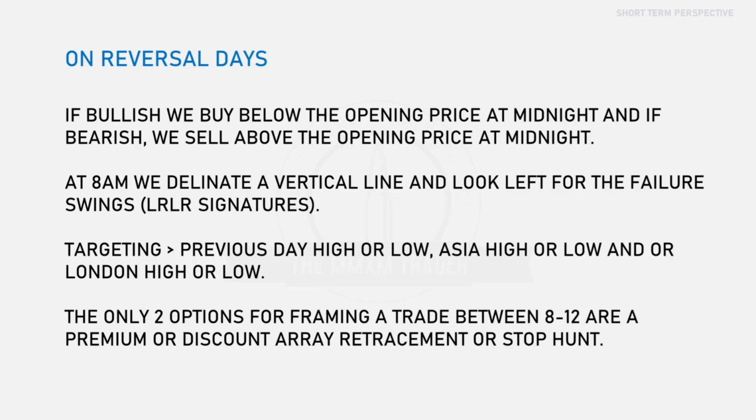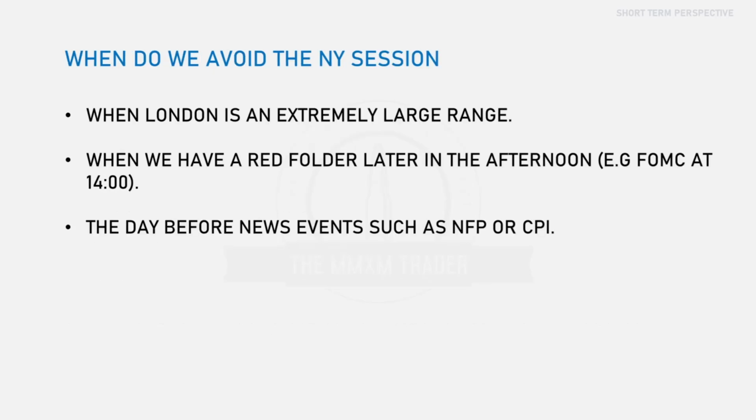So at 8 a.m. we delineate a vertical line, and then we look left for those failure swings, right? Those LRLR signatures. Then we think back about core concepts, right? Failure swings, engineered liquidity, equal highs, equal lows, trend line phantom, and all that kind of stuff. Now, what are we targeting? We're going to be targeting previous daily high or low, right? The easiest draw on liquidity, Asia high or low, or London high or low. The only two options for framing a trade between 8 and 12 are premium and/or discount array retracements or a stop hunt.